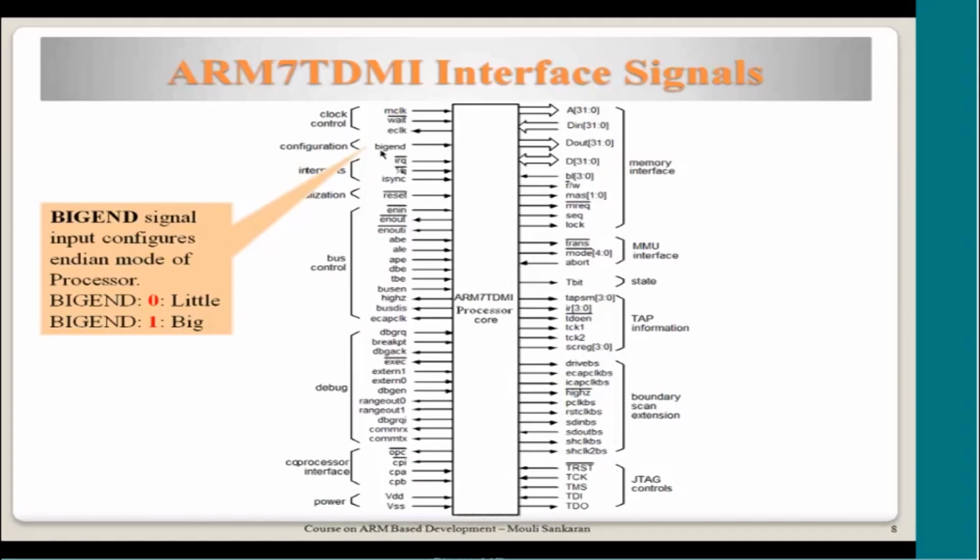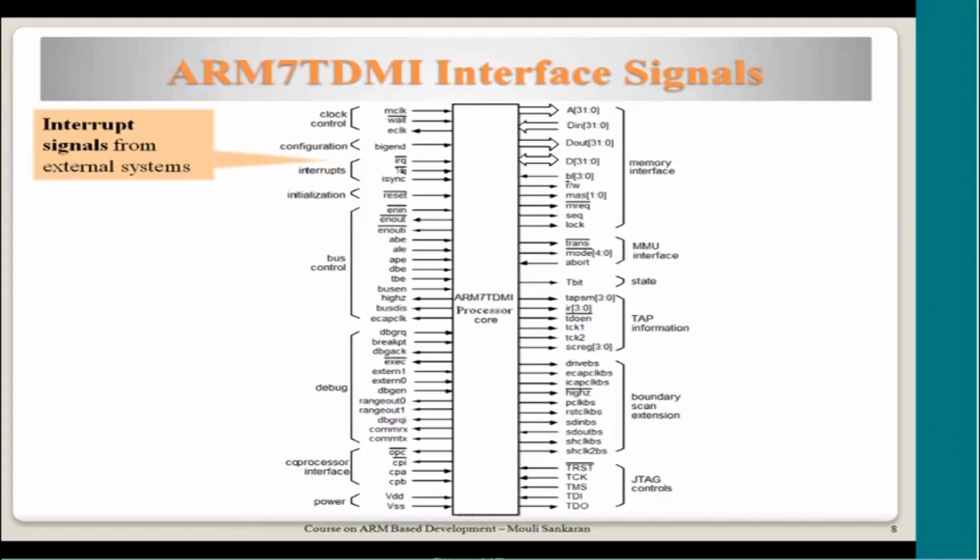But if there is a requirement that this needs to be switched from little endian to big endian because of some application requirement, that is left to the programmer and the system designer to take care of. From the processor core perspective, it senses this signal. If it is 0, it behaves like a little endian machine. Otherwise, it behaves like a big endian machine.